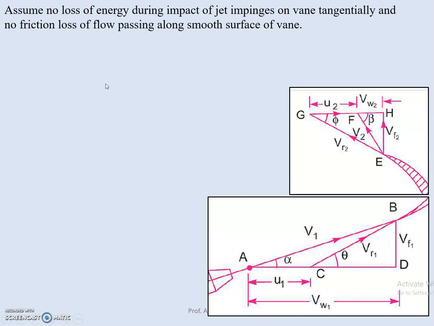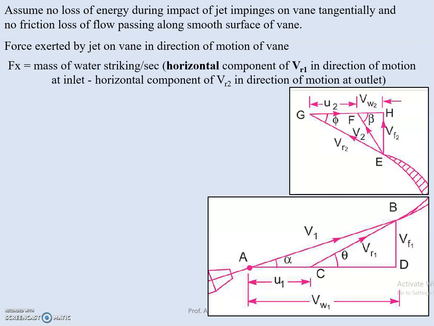In this case we are assuming no loss of impact of jet on the blade and the fluid friction is 0; we are neglecting friction from inlet to outlet. Now we can calculate the force exerted by the jet in the direction of motion of the vane as Fx equal to mass flow rate, in bracket initial velocity minus final velocity. The horizontal component of Vr1 is the effective relative velocity which will push the blade in the x direction.